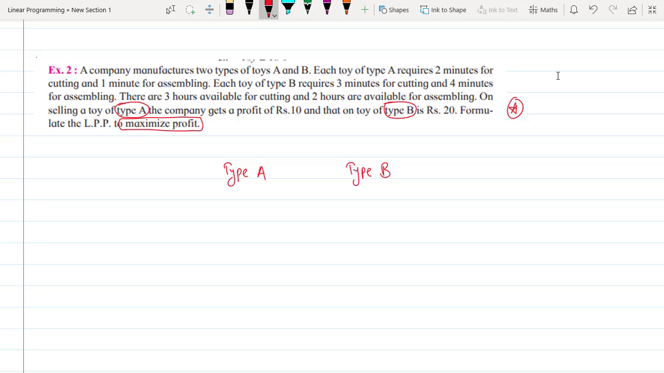Now what are the other variables or constraints we have? Check the availability. So what is the availability on? The availability is for cutting and for the assembly.